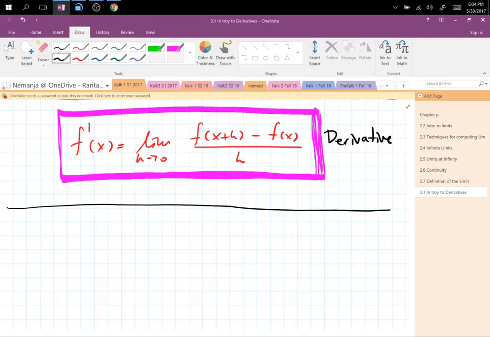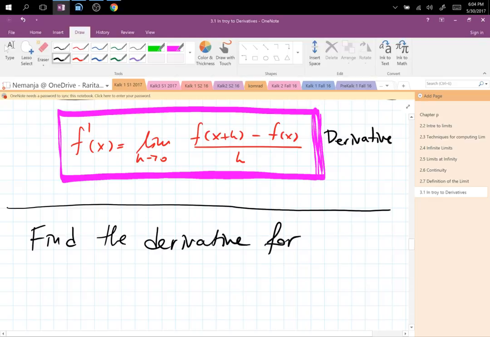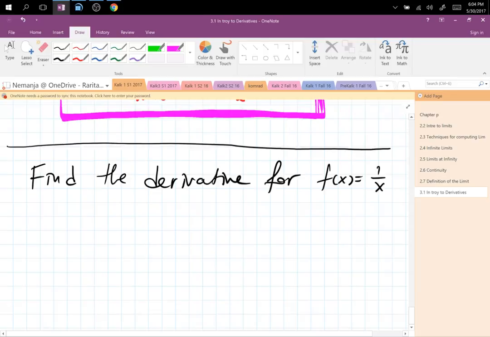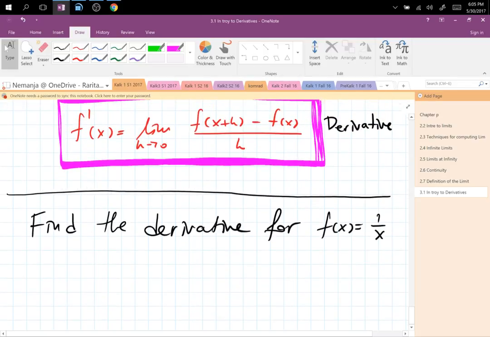We have the formula for the derivative, so let's calculate some derivatives now. Let's find the derivative for f of x equals, let's just go with 1 over x. Easy. Start somewhere. So plug everything in. And I will remind you that at some point during the class, we did the example that actually fixes this.